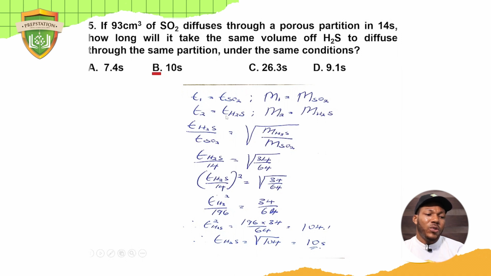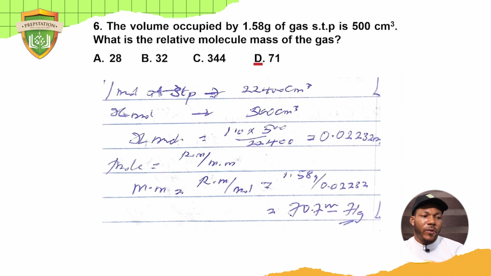Then your T2 is for what? It is for hydrogen sulfide. When you find the molar mass of this, you have 34 and 64, because you're looking for T H2S. Square both sides, cancel out the square roots and cross multiply. If you do that, you're going to have 10. Look at the solution very well, and you get your answer accurately. So the answer here is option 10.